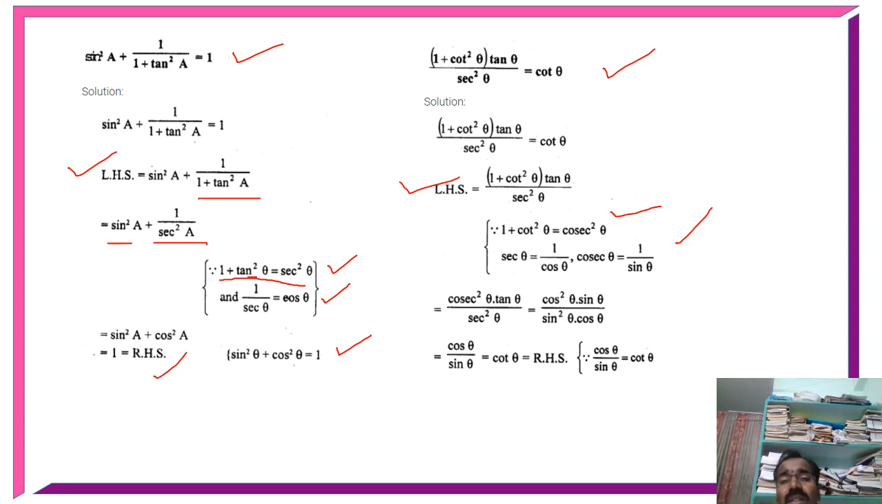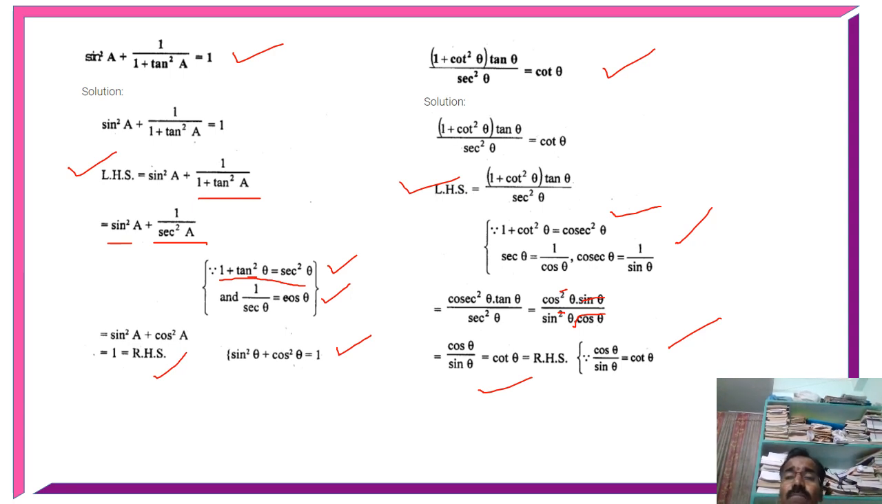So in the first step, we wrote 1 plus cot square theta as cosecant square theta into tan theta by secant square theta. But cosecant square theta is nothing but 1 by sin square theta, and secant square theta is nothing but 1 by cos square theta. That is why we took the reciprocal. So 1 by sin square theta becomes the denominator, and 1 by cos square theta we take the reciprocal. Now cos theta and cos theta cancel, sin theta and sin theta cancel. We finally have cos theta by sin theta, which is cot theta.